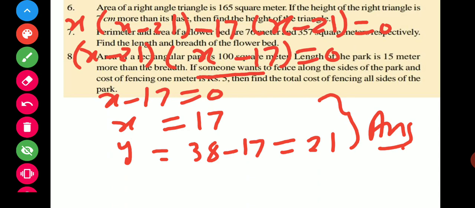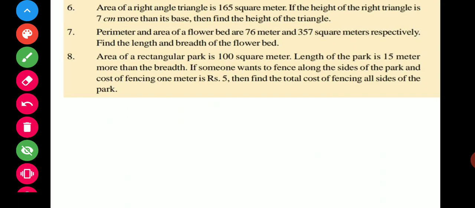You can see in this, meter. The unit is also very important to write, without unit you will not get marks. So that is your answer. Now you can do the 8th question and it is your homework, so you can do it at home.